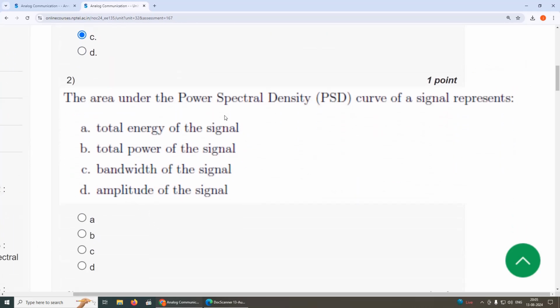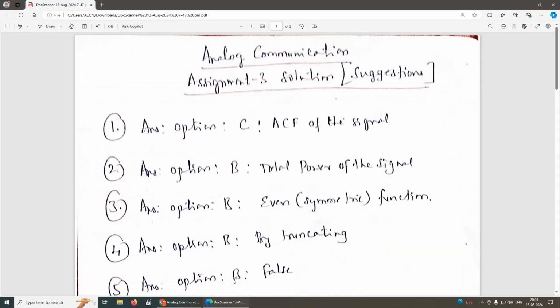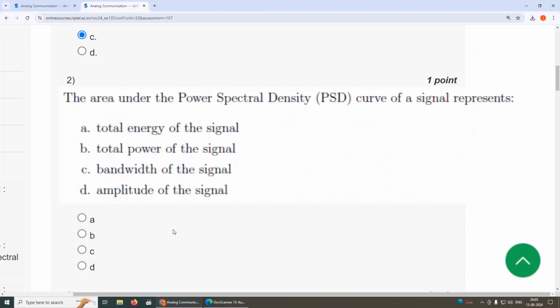Second one: the area under the power spectral density curve of a signal represents. So it is option B, total power of the signal.